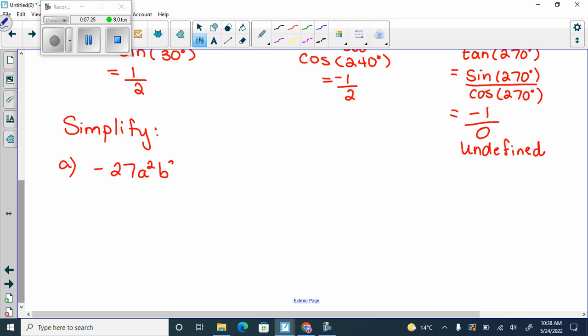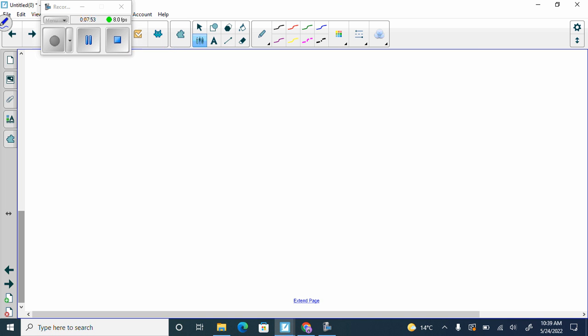27a squared b cubed over 4ax cubed divided by 9a 4b squared over 2x 2y squared.